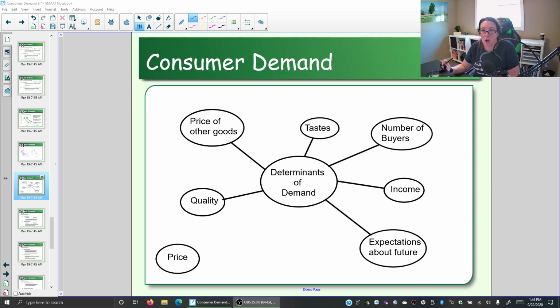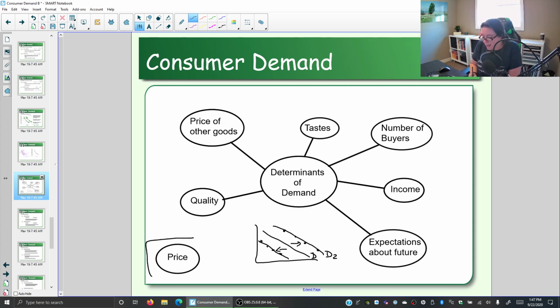There are 6 determinants or factors that change demand. So what we're talking about here is if we draw our demand curve, we're talking about a change in the relationship between price and quantity. So a change in these determinants causes us to be willing and able to consume, to buy more at every price. That's an increase in demand. Or it may cause us to be willing and able to buy or consume less at every price. So a shift to the left, a decrease in demand.